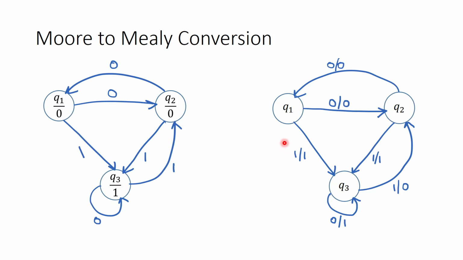So the simple rule for Moore to Mealy conversion using state diagram is back propagate the outputs in the arrows, or in other words, take the output and associate it with all the incoming arrows.